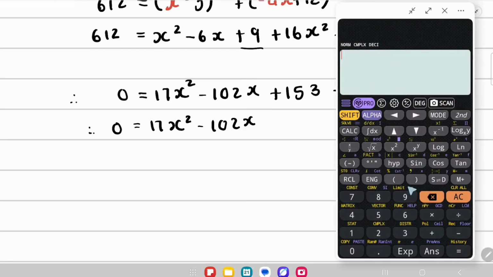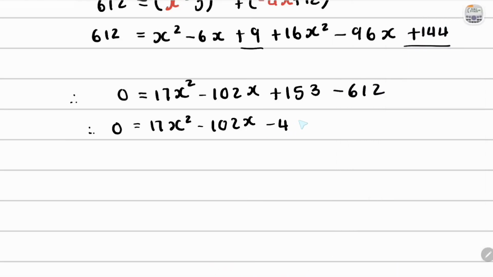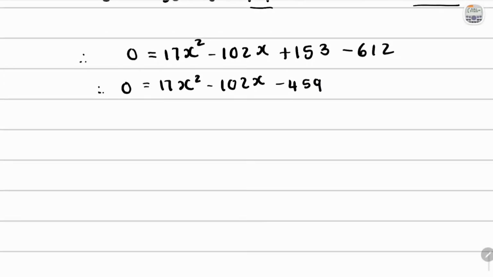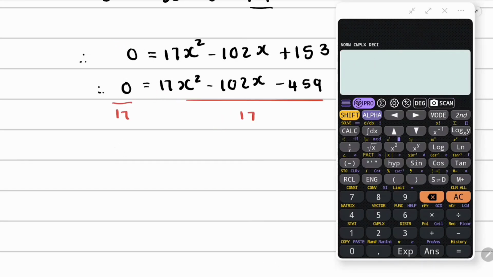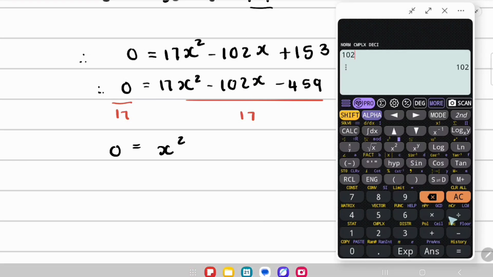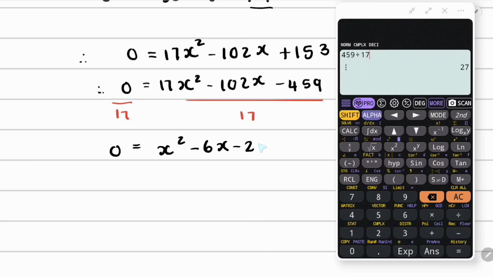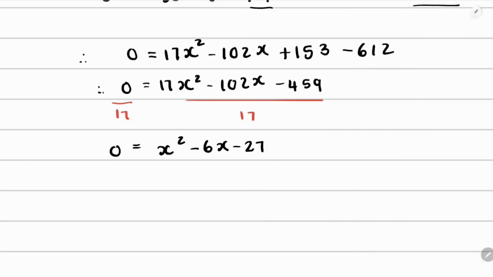And when we subtract, let's just see what that gives us. 153 minus 612 is -459. Hopefully they're all divisible by 17. So let's just see. We can divide both hand sides by 17 already. So that would be x squared. If this is divisible by 17, 102 divided by 17, it is. So that's negative 6x. And then 459 divided by 17 is 27. So negative 27. So this is what we have.